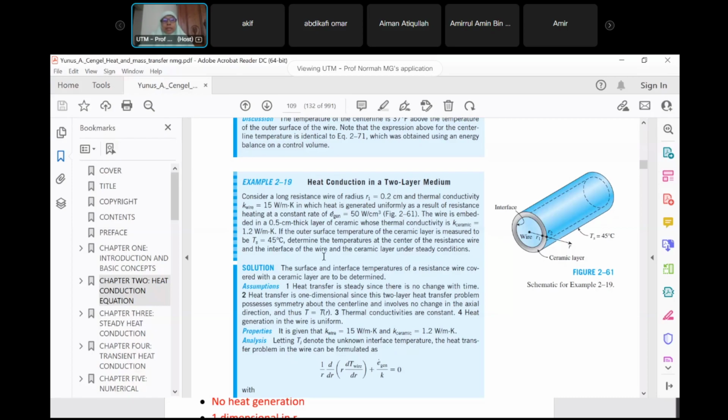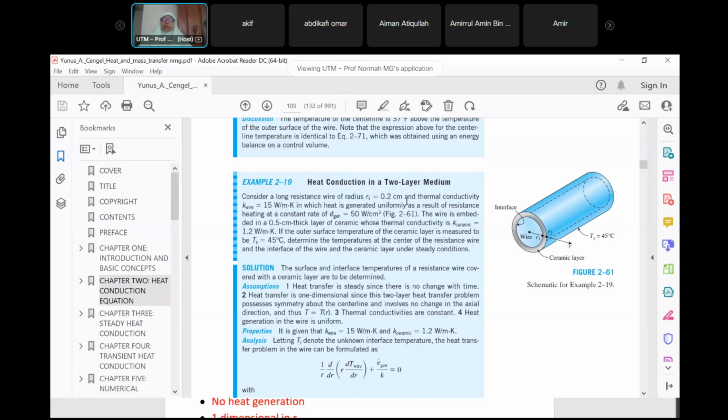It is in a 0.5 centimeter thick ceramic layer. So that means the outer radius R2 is 0.7, because the thickness of the ceramic layer is 0.5.